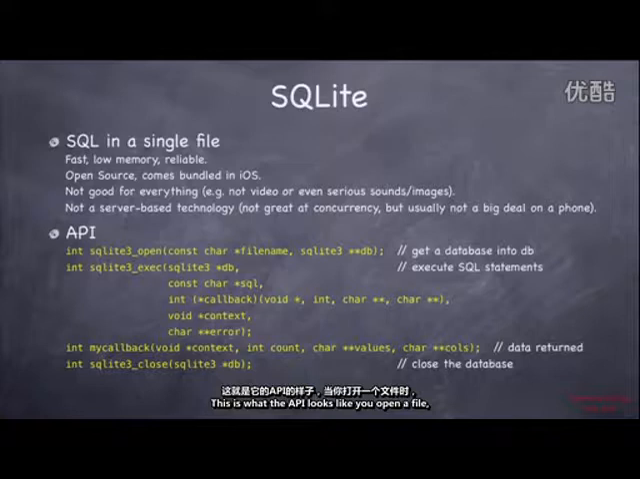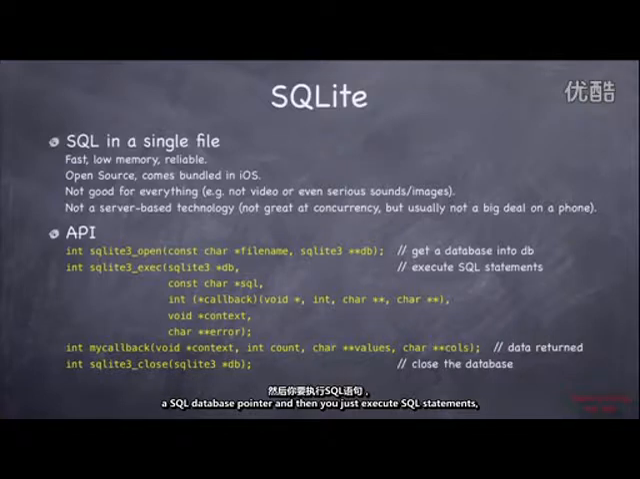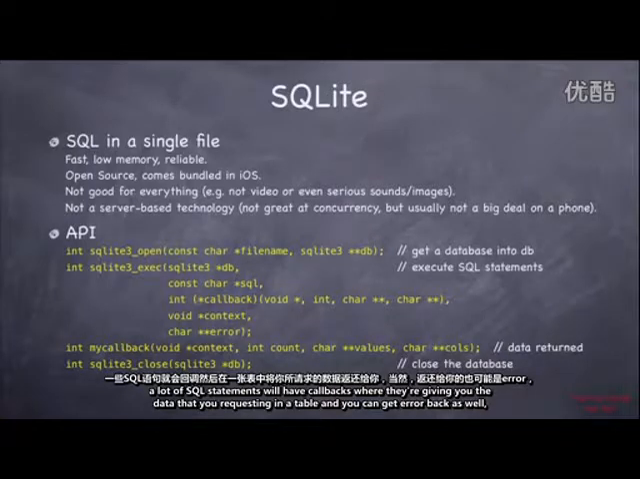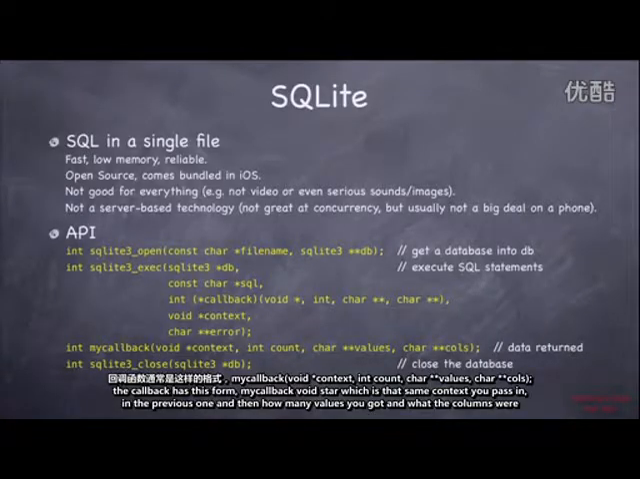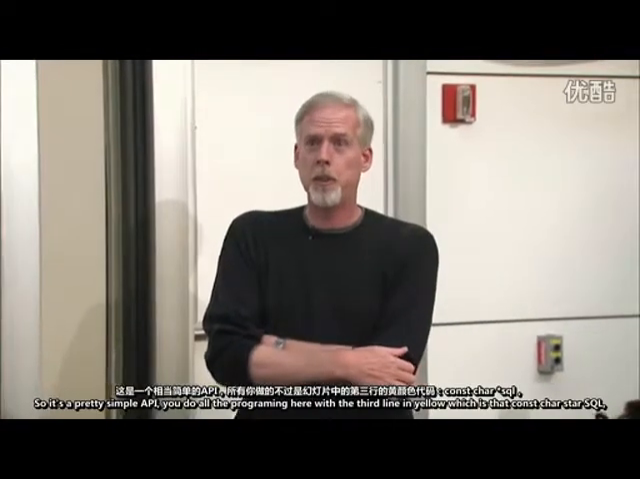You open a file. Notice it's a const char star. This is a C API, not an object-oriented API. So you open the SQL file that you're looking at. You get back a database pointer, a SQL database pointer, and then you just execute SQL statements, right? You pass the database, the SQL statement you want. A lot of SQL statements will have callbacks where they're giving you the data that you're requesting in a table, and you can get an error back as well. The callback has this form, my callback, a void star, which is that same context you pass in the previous one, and then how many values you got and what the columns were, and then you close it. So it's a pretty simple API.